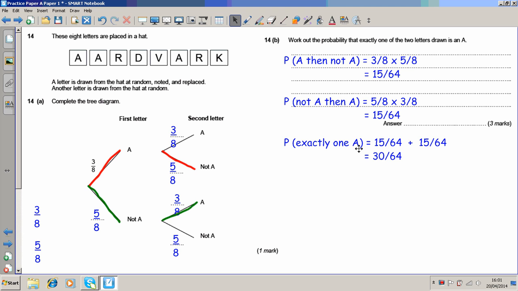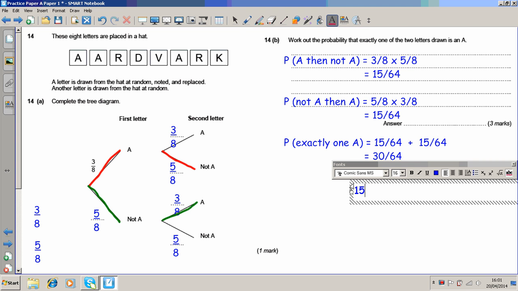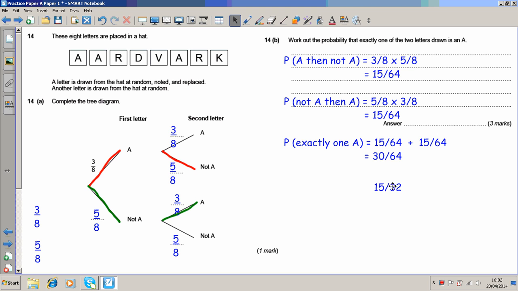Now I tend to stop there when I'm doing probabilities, 30 over 64, because you're not going to lose a mark for that, unless it says simplify your answer, which it doesn't. However, if you do simplify it, make sure you do it properly. 15 over 32. But just be careful doing that, because if you simplify that wrong, then you'll end up getting the wrong answer, even if you got it right here.